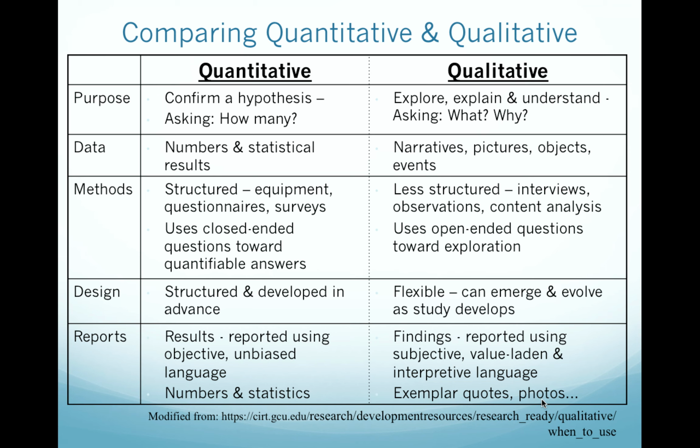You don't want things to change once you start the research. You want every single participant, every single result to be very equal in their ability to be in your data set. And the reports for quantitative data are often results, and they're reported using very objective, unbiased language, and the numbers and statistics are often the data that are reported.